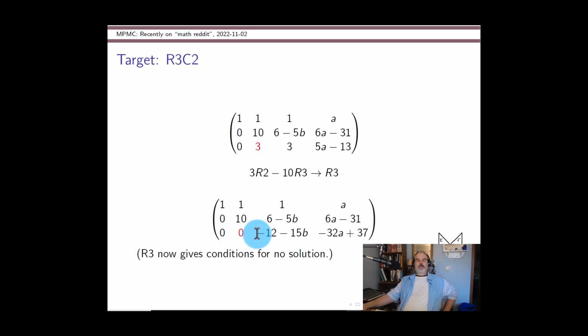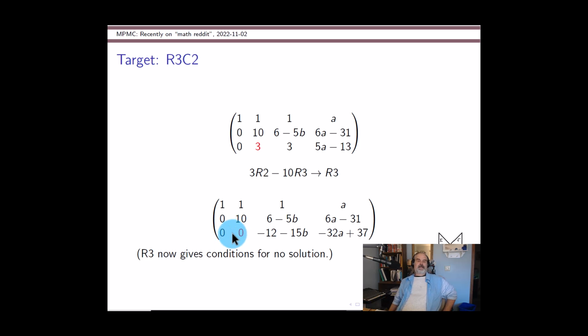Now, at this point, we can already look at row 3 and see what it would take for certain values of B and A to produce no solution. If we have in this bottom row 0, 0, 0, and then something non-zero in the far corner, that is an indicator of no solution.